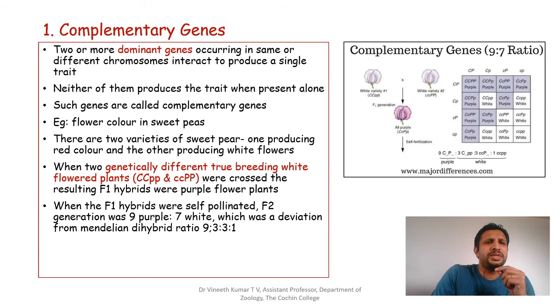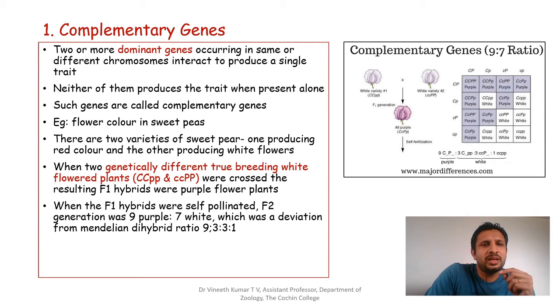Complementary genes are two or more genes which occur in the same or different chromosomes, and they interact to produce a single trait. Complementary genes are dominant genes. They might be present in the same chromosome or different chromosomes, but they interact to produce a particular trait, and neither of them produces it if present individually.